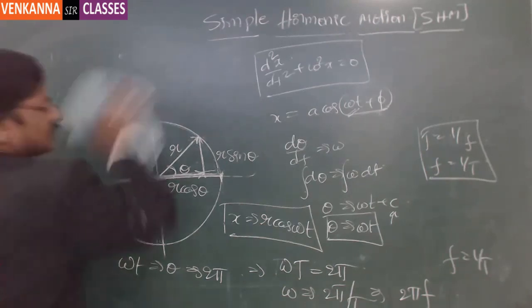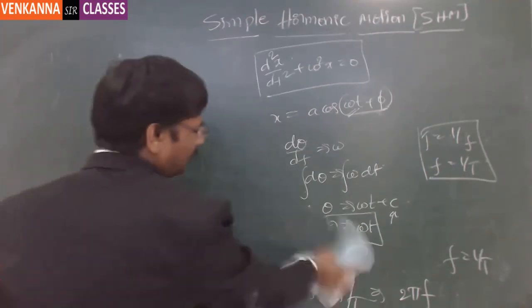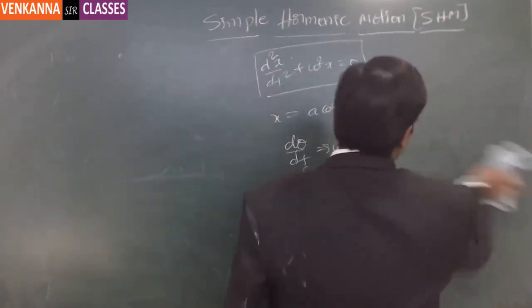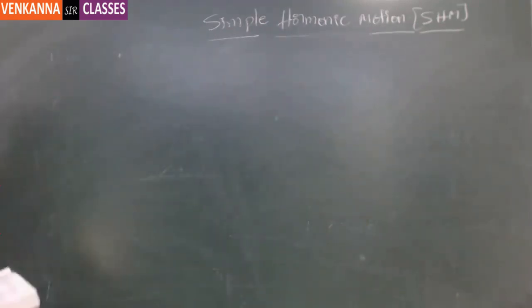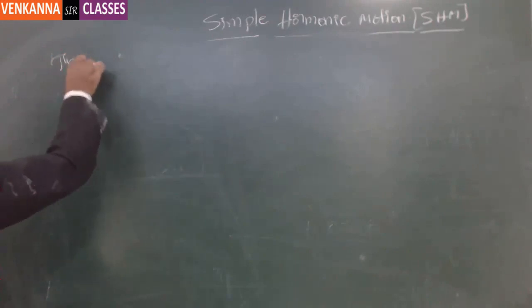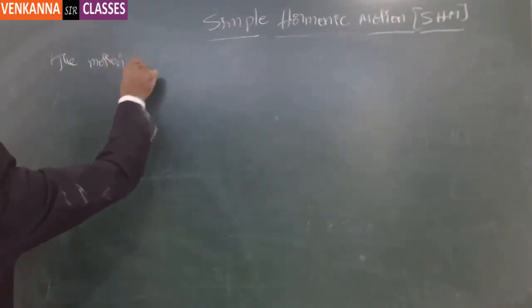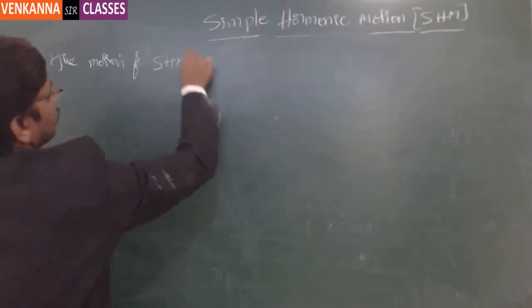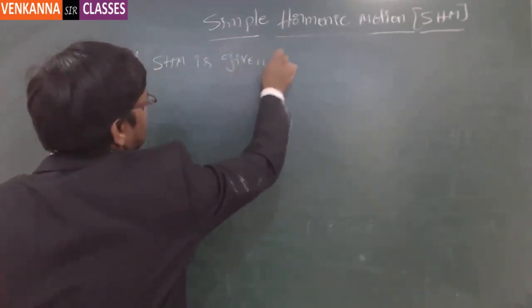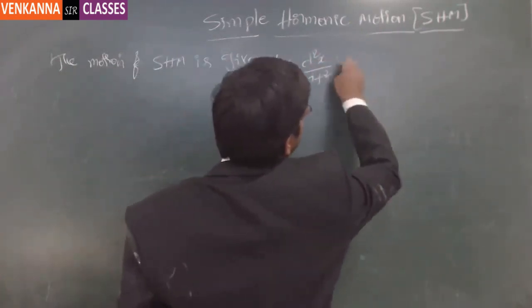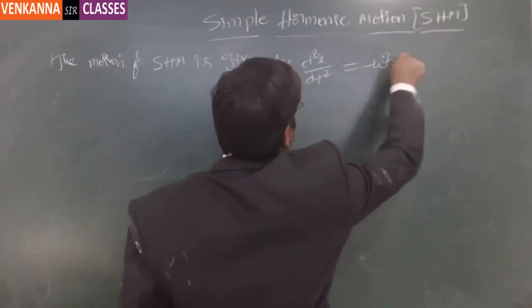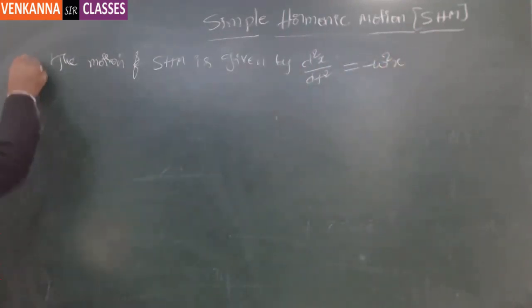Some of the important points that you have to be aware of about the simple harmonic motion, which will list down all the aspects of what we have discussed now. So that is, the motion of the simple harmonic motion is given by d square x by dt square equal to minus omega square times x. This is the first one.